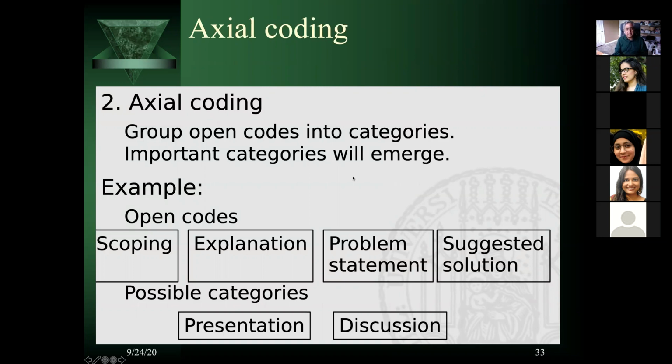So for example, let's say from a transcript, the open codes were scoping, explanation, problem statement, suggested solution. Do you see that there's a process here? Scoping, explanation, problem statement, suggested solution. Possible categories, if you were to do the actual coding, could be presentation and discussion. After all, this stuff is about presentation and discussion. So what they've done is simplify, unpacking these four boxes into possible categories.